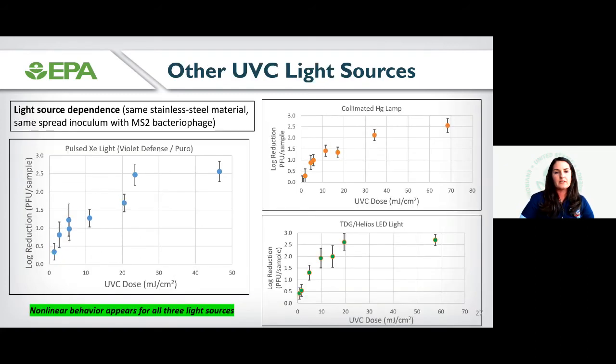So we started to look at different types of lights, thinking that maybe different lights would have a different dose response curve. Those initial results we showed you in the slide before are here on the left. And we looked also, as we mentioned previously, at a low pressure mercury lamp. Those are the results on the top right, and also with an LED light, and those are the green dots down on the bottom right. All of these results are for MS2. You can see that the same nonlinear behavior appears for each of these 3 UVC sources. Next slide.